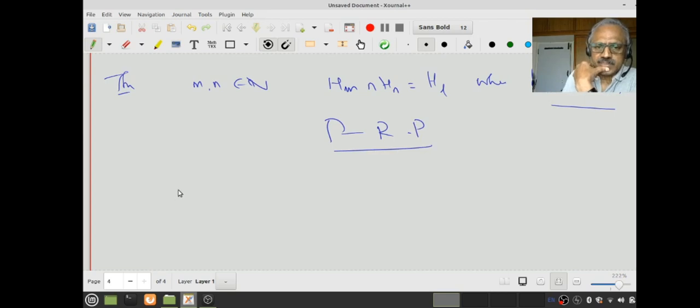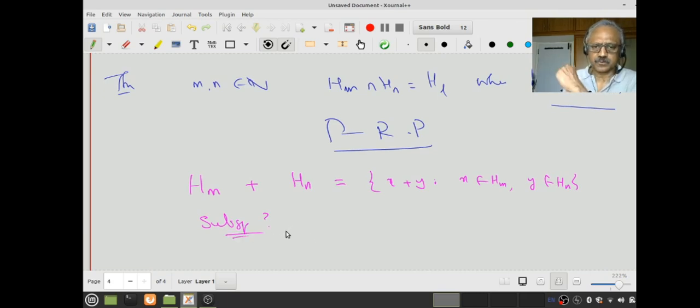We now go to the next step. Okay, let me take HM and HN. I want to add. What does this mean? This is the set of all elements of the form x plus y, where x is in HM and y is in HN. I want to know that it's a subgroup of Z plus, of course.